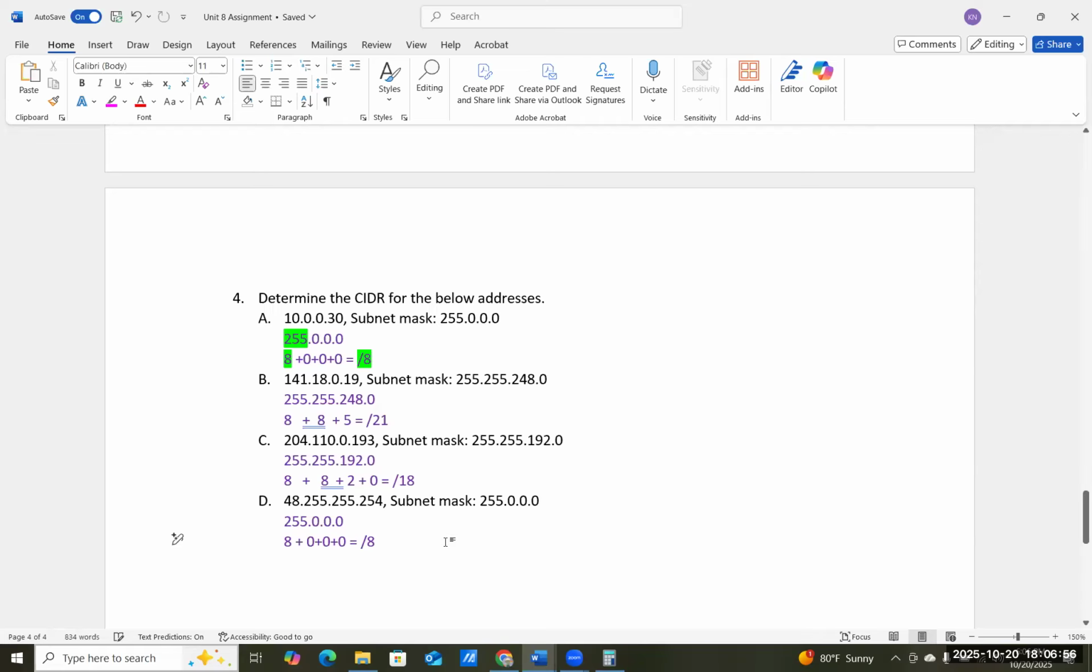And answer D is the same as answer A. So you have a classful class A, which gives you a /8 or a CIDR 8. Okay, so that's how you calculate CIDR from the subnet mask. Any questions? So I would expect you to know how to do this for the final and the upcoming quiz. Okay. And then how many bits you're supposed to borrow for a certain subnet amount.